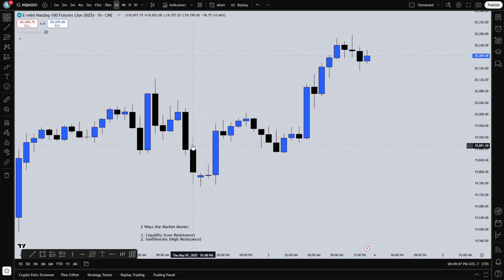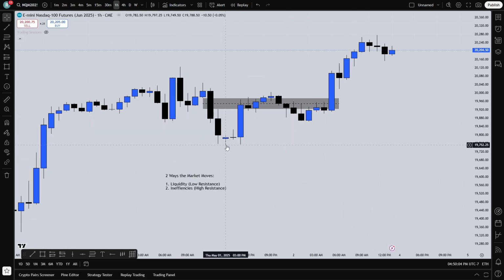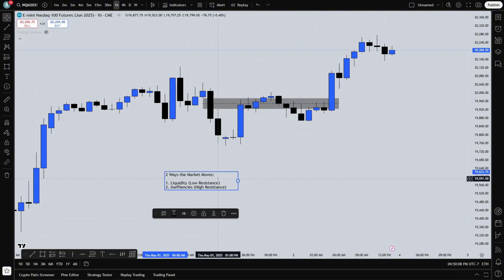So if you look right here, we have this fair value gap. You see how high resistance this is? It comes into this area, goes up and down into this area, eventually hits this low resistance high. So basically, inefficiencies are high resistance. To get to a low resistance, you've got to hit some inefficiencies, high resistance. So we're going to go ahead and mark those out.